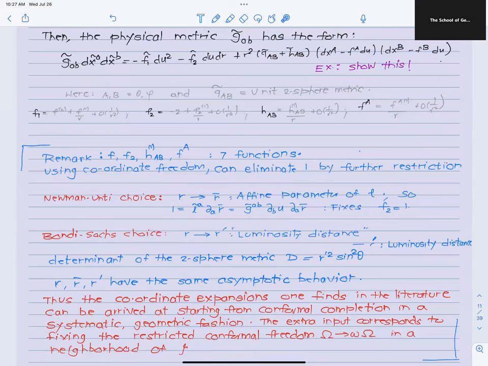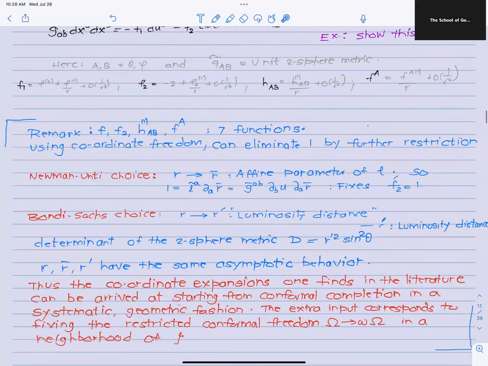And the other choice is what is called the luminosity distance, and that just asks that the determinant of the 2-metric that we got up here, these are 2-metrics on Scri at infinity, the 2-metric on Scri in the neighborhood of infinity, we want to make the determinant equal to +1. So basically, these are the 2 coordinate choices that people have made in the literature. And the details are not important.